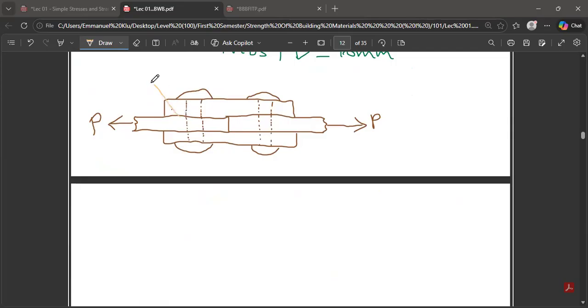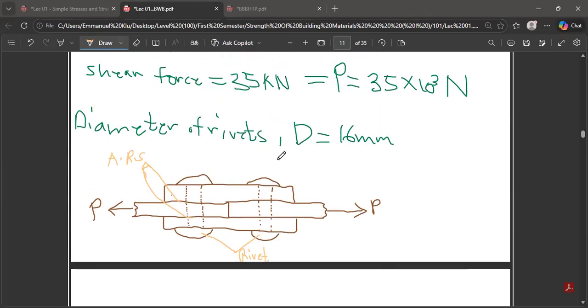Okay, so let's proceed. The areas resisting shear are these places, and let me say these places too. Take note of them. That is the area resisting shear, so don't get confused with that. And then also these are the rivets. You see that over here, two rivets have been placed. So let me call them the rivets. Let's quickly solve our work and then proceed.